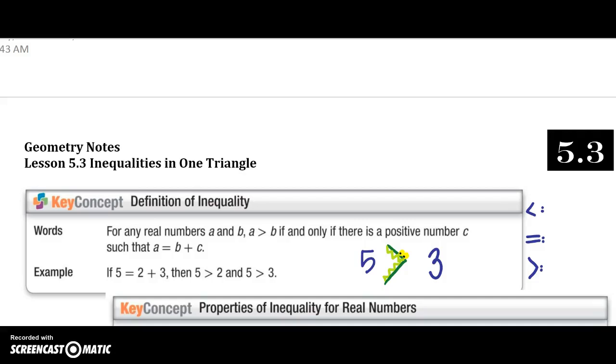Welcome back to lesson 5.3. In this lesson, we're going to talk about inequalities in one triangle.